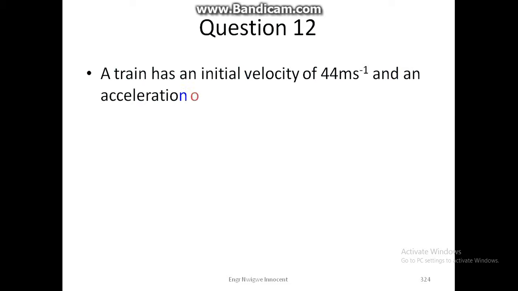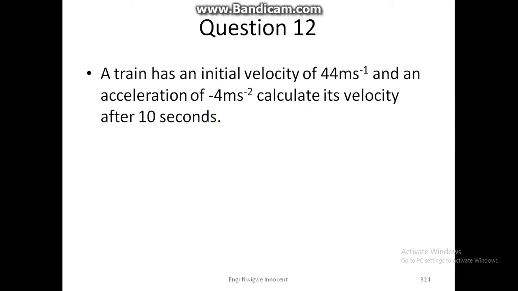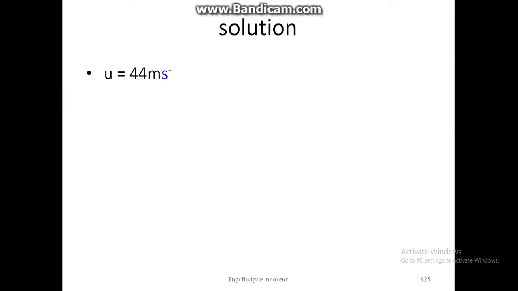Question 12. A train has an initial velocity of 44 meters per second and an acceleration of minus 4 meters per second squared. Calculate its velocity after 10 seconds. Solution. u is equal to 44 meters per second. a, acceleration, is equal to minus 4 meters per second squared. t is equal to 10 seconds. v is the unknown.